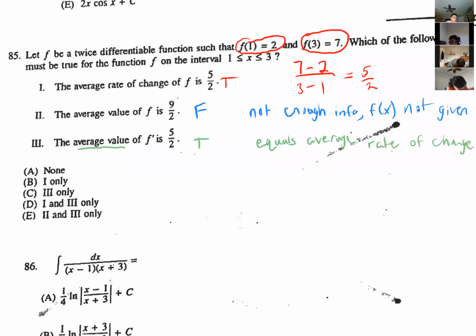If the average value, I'm sorry, I need to underline more. This is very important: the average value of the derivative. So if I just said average value, that would not be correct. So the average value of the derivative equals the average rate of change.